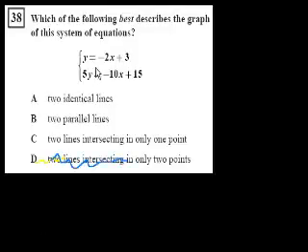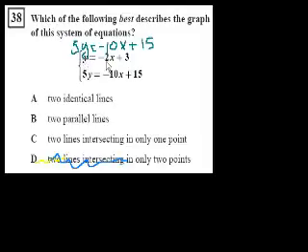Okay, now let's look at these two. I have a y here and I have a 5y here. Let's multiply this top equation times 5 and see what it looks like. If you multiply the left-hand side by 5, you get 5y. You get 5y is equal to 5 times minus 2, which is minus 10x, plus 5 times 3, which is 15.